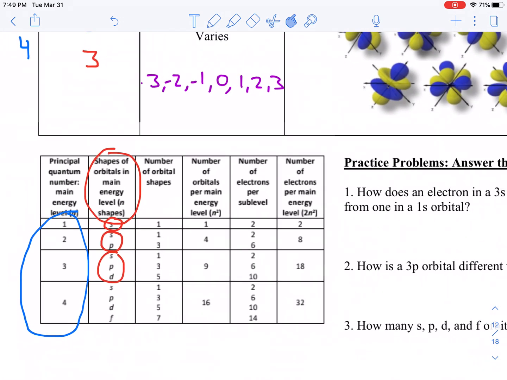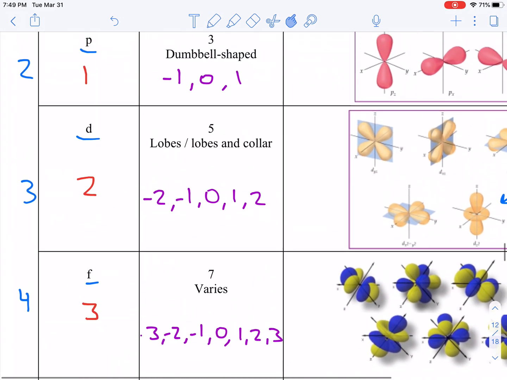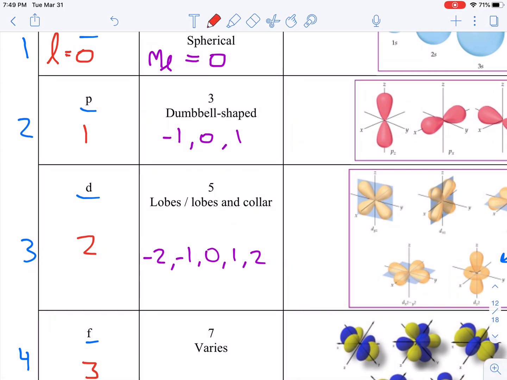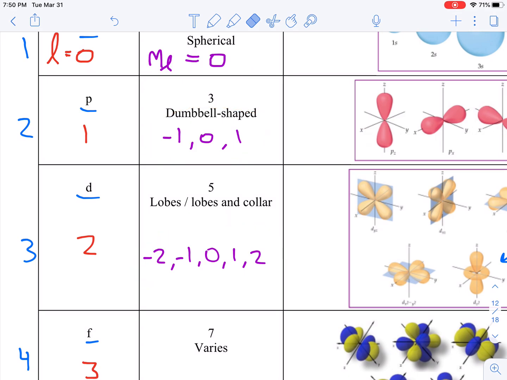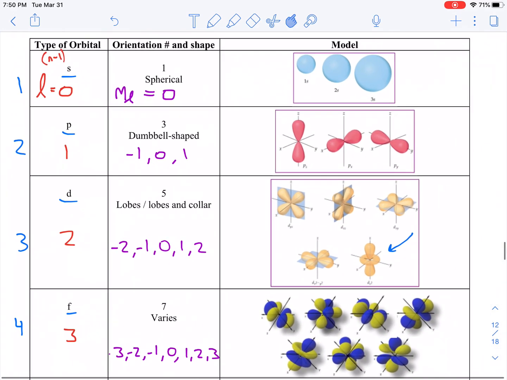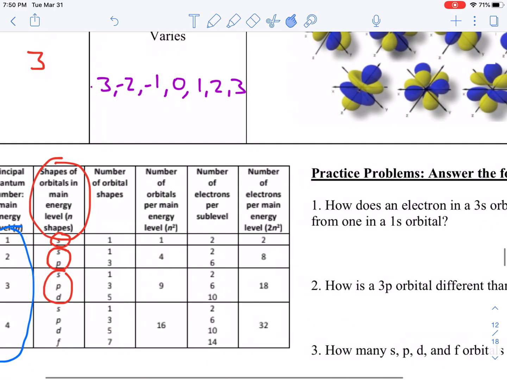So it's not just, let's take the second energy level, for instance. In the second energy level, it's not just these 3 orbitals. It's those 3 plus this 1. And if we went on to the third energy level, it's this 1 plus these 3 plus this 5. So you keep adding on every time you go to another energy level. And that gives rise to what we see in the table in the third column. So notice the third column tells you the number of shapes.